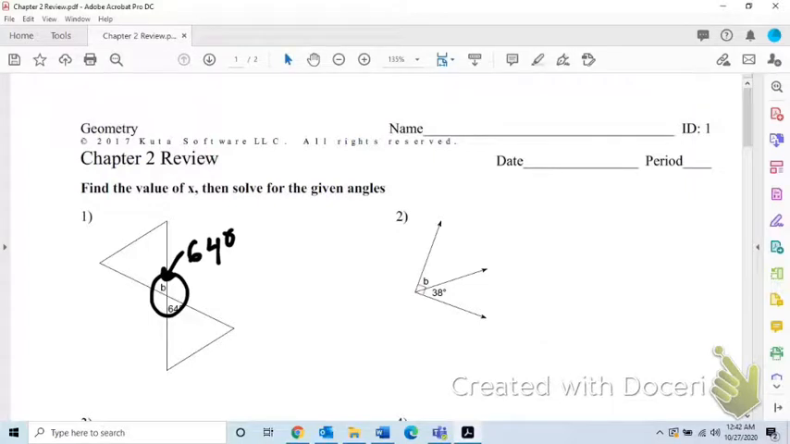Okay, after further technical difficulties, aka my daughter closed my computer, we're back at it. So let's look at number 2.